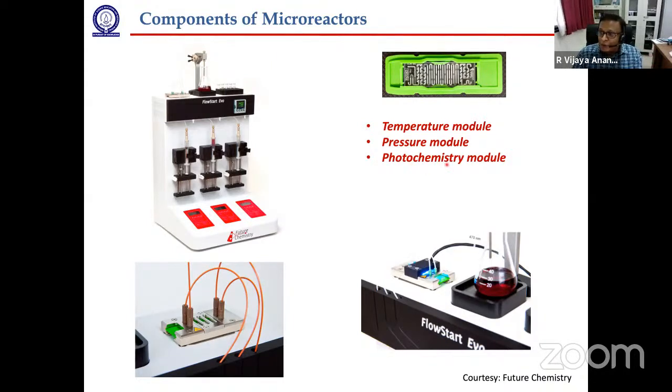And in the photochemistry module, it's a very interesting thing. You have an additional setup which can be easily fitted on the top of this. You can unscrew it, open it up, and then fix the photochemistry module over here. If I'm correct, three different wavelengths are available, 470 nanometer or 365 or something like that. You can just do photochemical reactions over there.